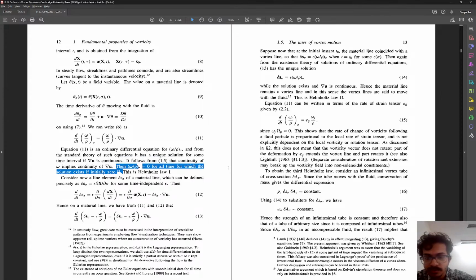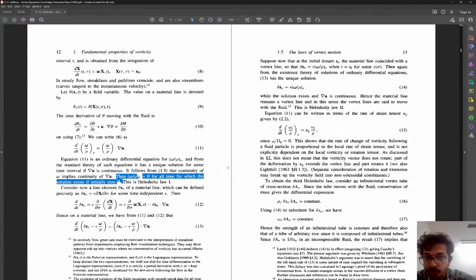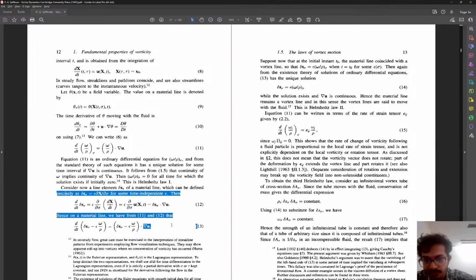solution exists if initially omega is 0. If initially omega was 0, then this time derivative would be zero at all times. That makes sense. But if initially it's already aligned, which means you're just choosing a set and then you are flowing through it, whatever this sentence means. Just converting this to the geometry language is what I'm trying to do. Yes. And the solution exists in terms of the strain tensor.